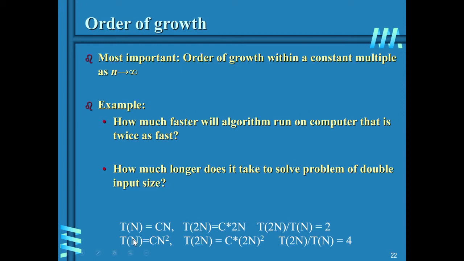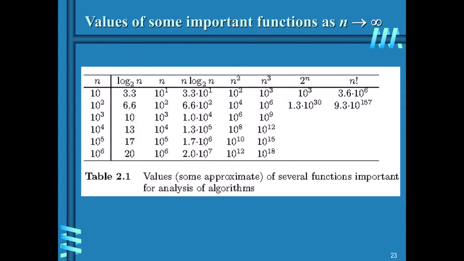Let's take a look at another growth function, T'(n) = Cn squared. When we double the input size, we have T(2n) = C times (2n) squared. When we check the ratio of this growth function, T(2n) divided by T(n), we have the number 4. This number 4 doesn't relate to C. The coefficient C is a free variable that could be any number, and the growth ratio or growth rate doesn't depend on this coefficient.